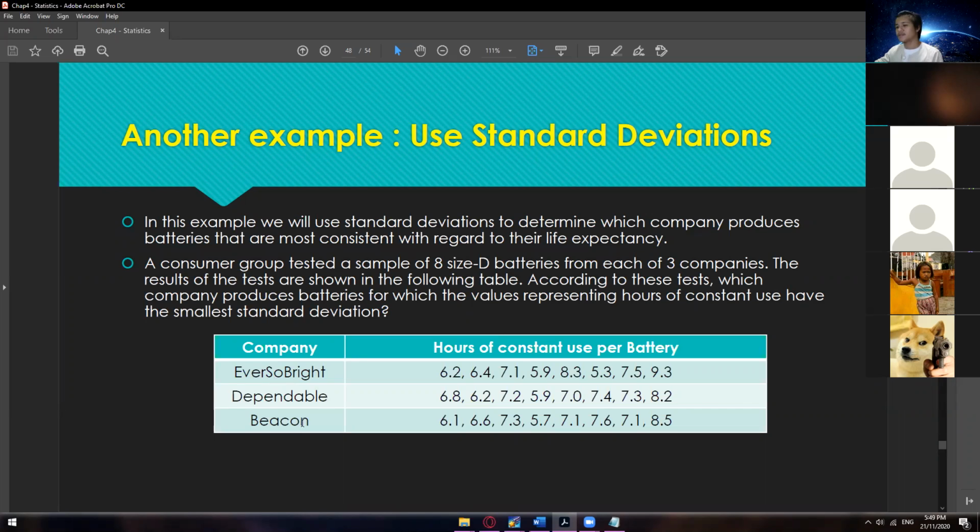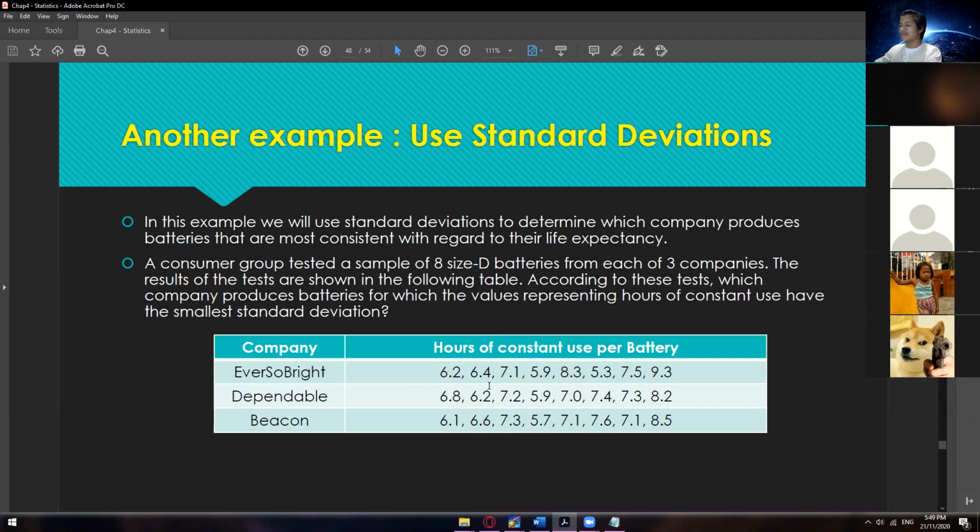Ever so bright, dependable, and then the beacon. And then here are the hours of constant use for battery. So 1, 2, 3, 4, 5, 6, 7, 8. So 8 batteries on each, in every company. So 8, 8, 8. Of course, we have different hours of usage.